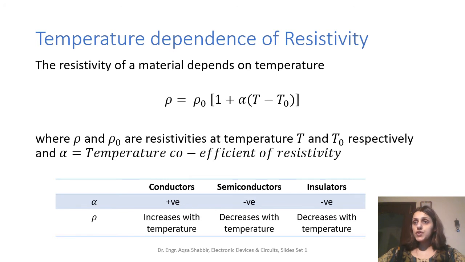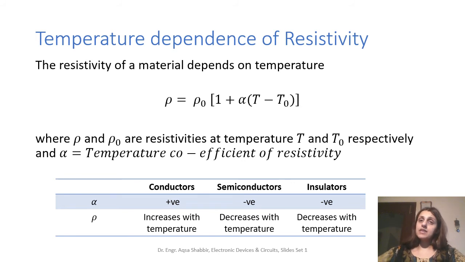Now, the noteworthy thing over here is that alpha, which is the temperature coefficient of resistivity, is positive for conductors, whereas it is negative for semiconductors and insulators. This in effect means that the resistivity of conductors increases with an increase in temperature, whereas the resistivity of semiconductors and insulators decreases with an increase in temperature.